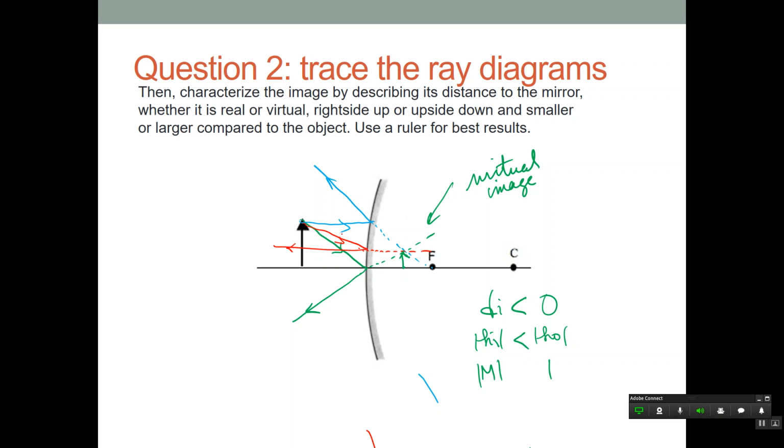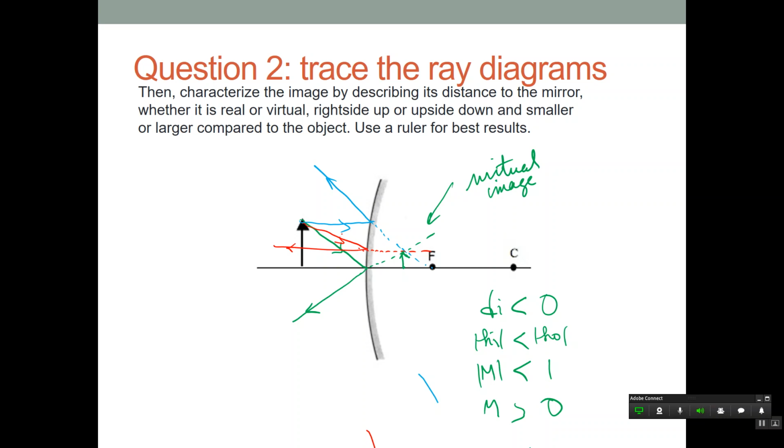What about the magnification compared to 1? How would you compare M compared to 0? Bigger. It's positive because it's right side up. So if I were to do my calculation, we know that my magnification is greater than 0 and less than 1. So we already narrowed down what our answer should be when we do it mathematically. That's good.